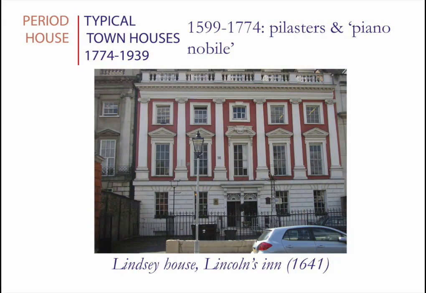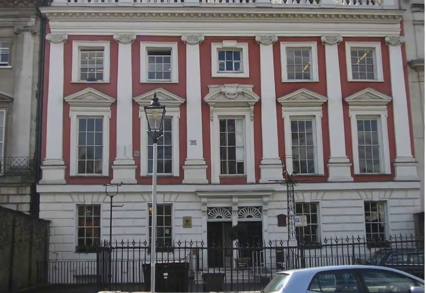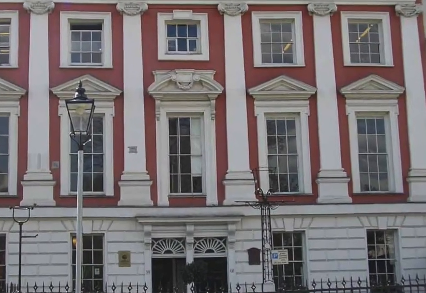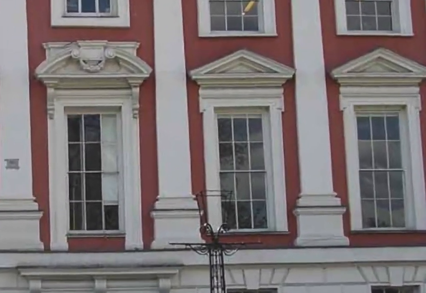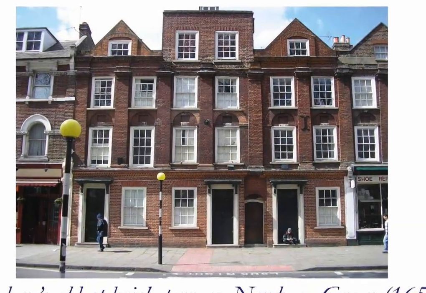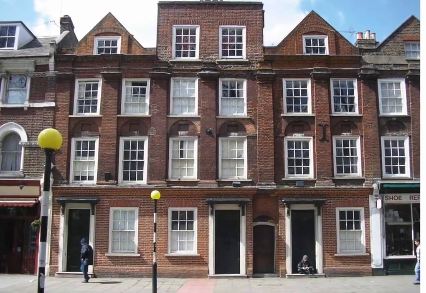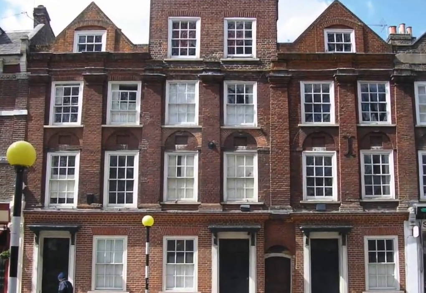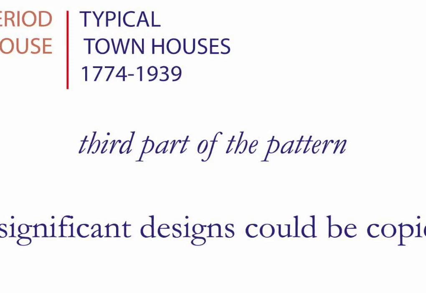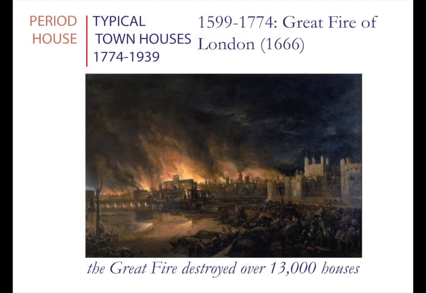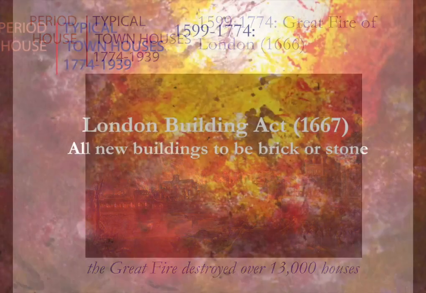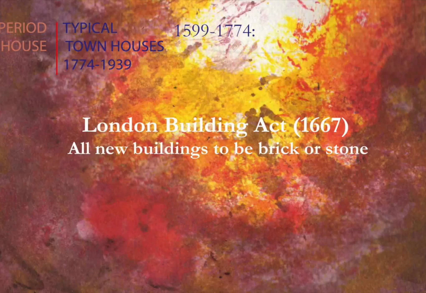Nearby, in Lincoln's Inn, similar features appeared, pilasters and emphasis on the first floor, which was known as the piano nobile. Even modest builders could copy these features in plain brick. This was another part of the pattern, that the most significant designs were those which could be copied on a more modest scale. After the Great Fire of London, health and safety in the form of building regulations began to dictate the form of new houses built in towns.